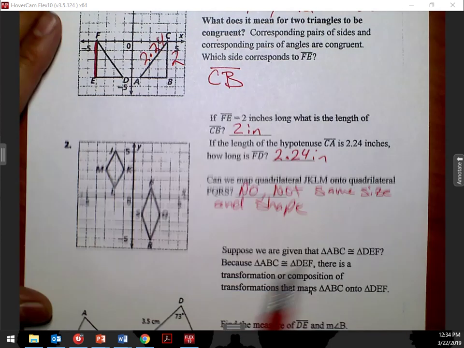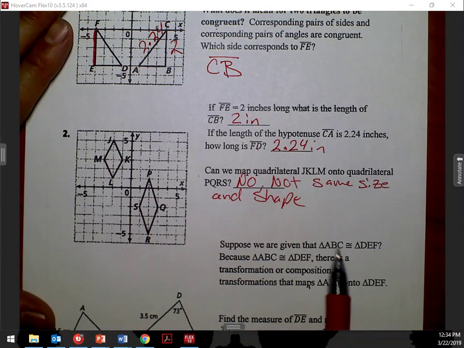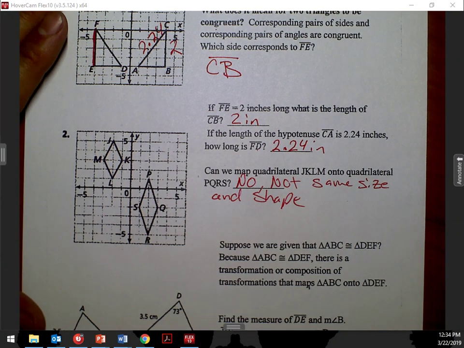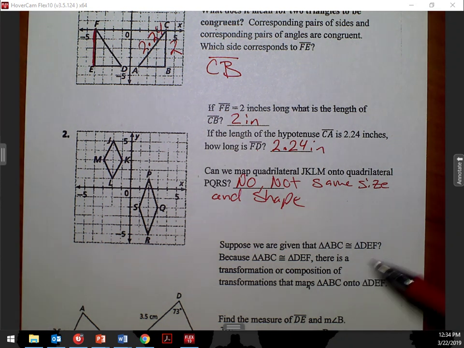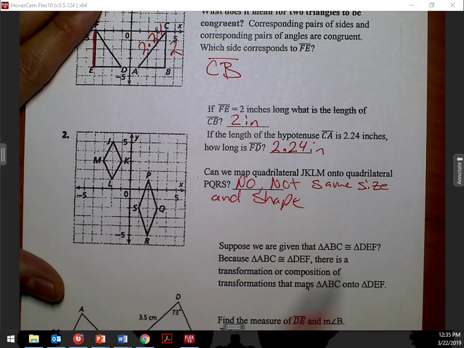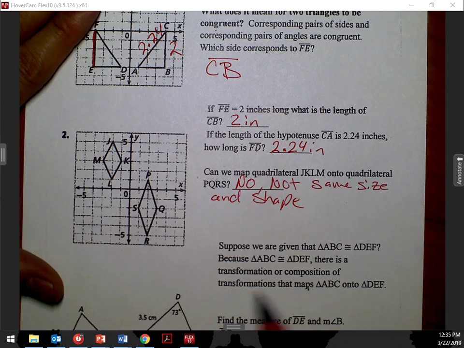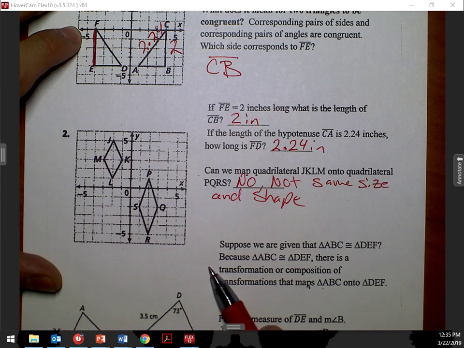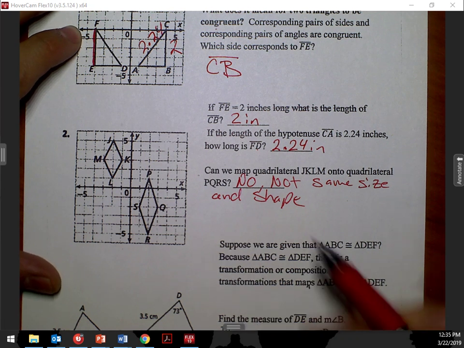All right, suppose we were given that triangle ABC is congruent to triangle DEF. Okay, so you're starting with the statement that these two are congruent. So if you know that they're congruent, you know all kinds of stuff that goes along. There is a transformation or composition of transformations that maps this onto this. So, given this information right here, what do I know because of this?